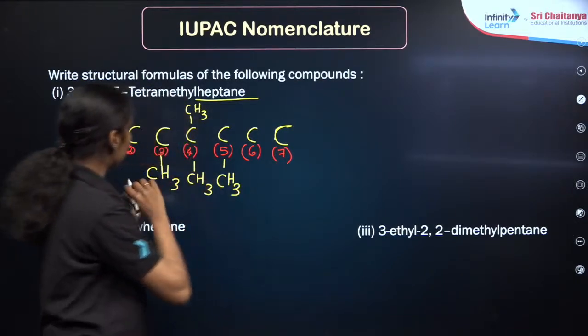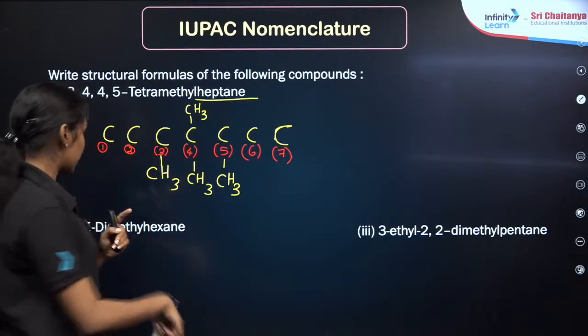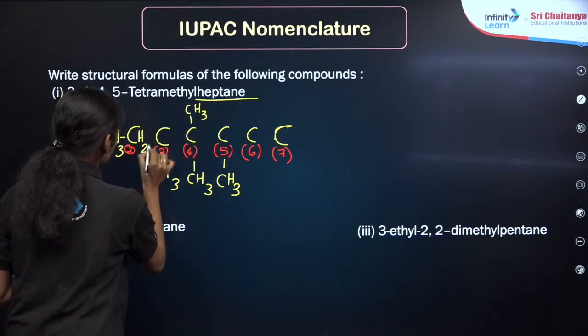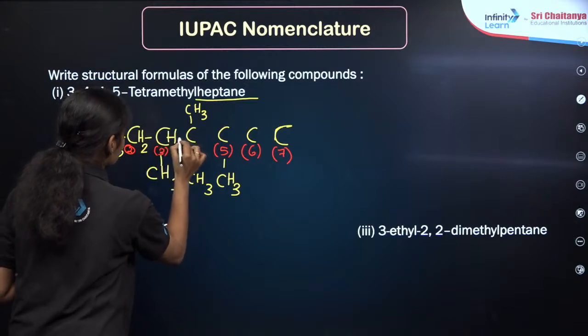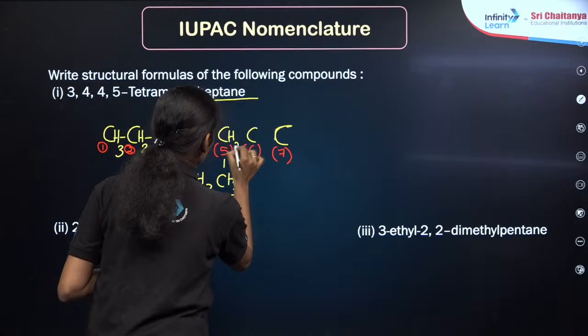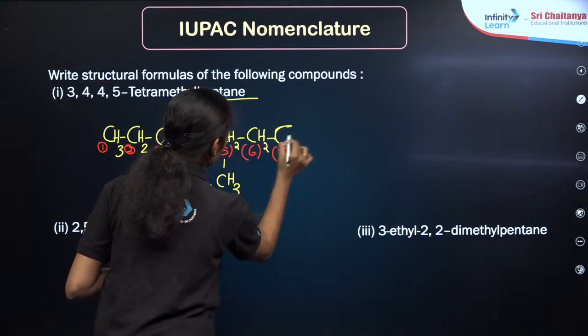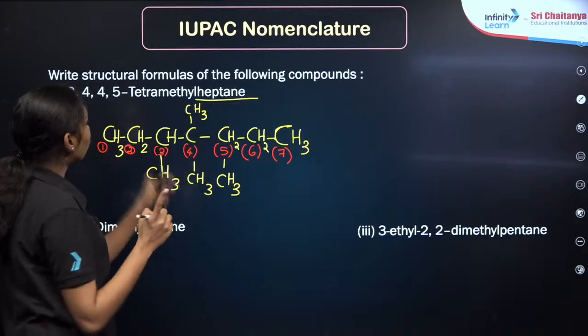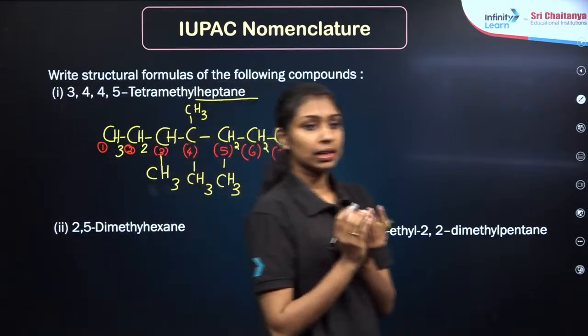Now we have to balance the valency of carbon by adding hydrogen, right? Here it will be CH3, CH2, it will be CH, then 4 valencies are completed here. Here it will be CH2, CH2, CH3, right? This will be the structural formula for this particular compound. Is that clear?